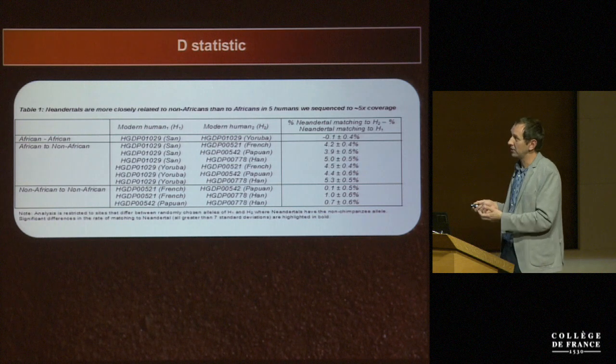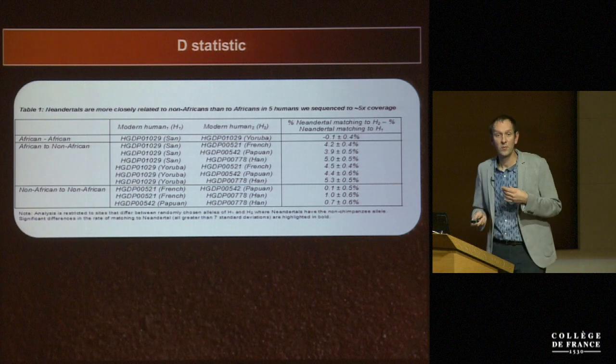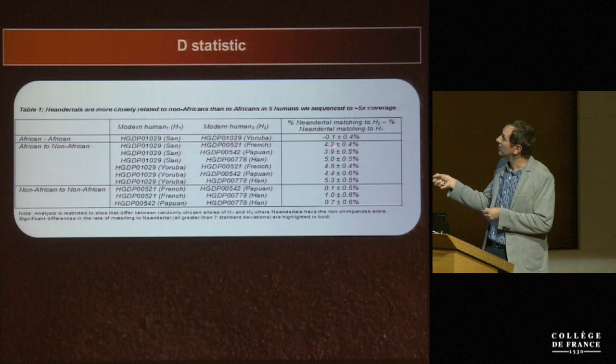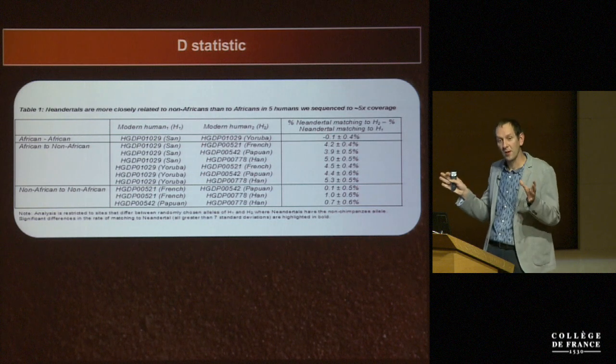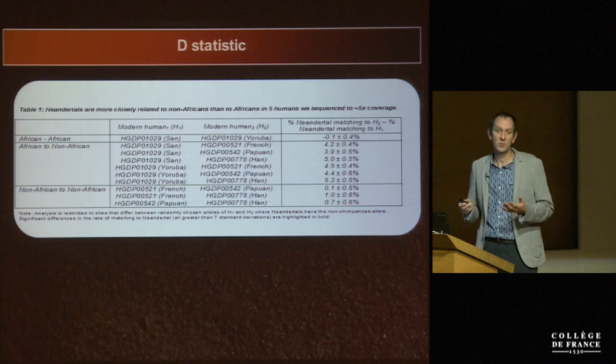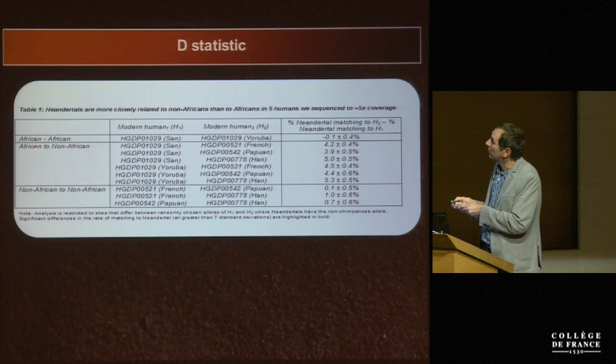Now, doing this, first as a sanity check, was done comparing two Africans with respect to how similar they are to Neanderthal. And in fact, you see that indeed you come out at about 0. So they are both equally similar to Neanderthal, as you would expect, because Neanderthals are not known to be present in Africa.